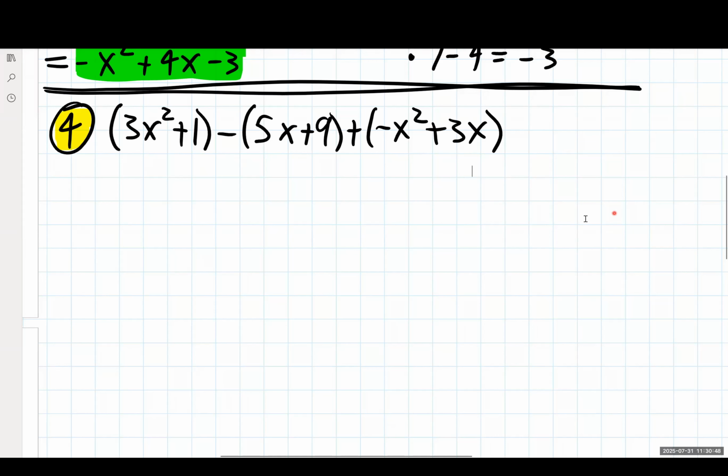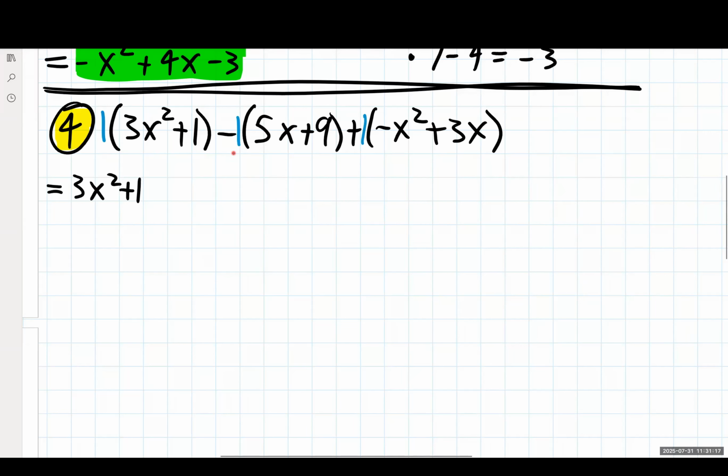So what I want to do first is deal with any positives or negatives in front of these sets of parentheses, and then we can start actually combining like terms. So I have an invisible 1 in front of this first one. If you wanted to put that in there, you could. Again, you don't have to, and it will never be written that way, but you could if that would be helpful. So my first polynomial is going to be rewritten just as 3x squared plus 1.